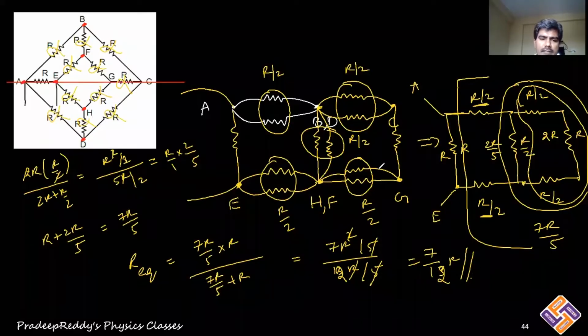So the final answer is 7R divided by 12. That's not 13. It is 12. So 7 by 12 R is the effective resistance between A and E. Any doubt? Is the concept clear?